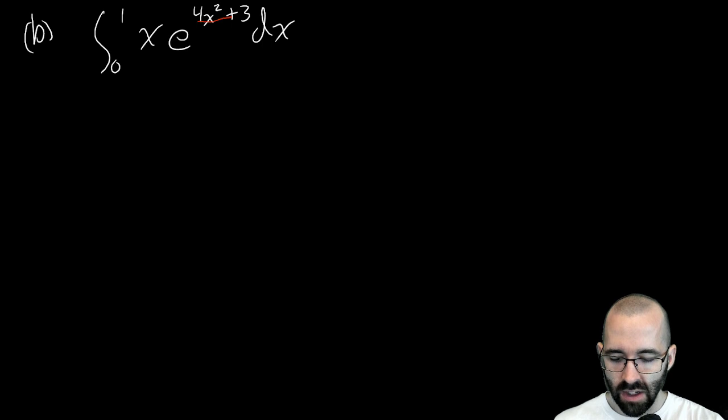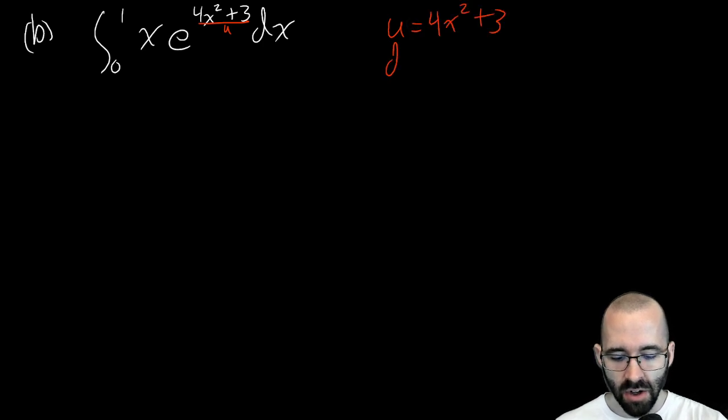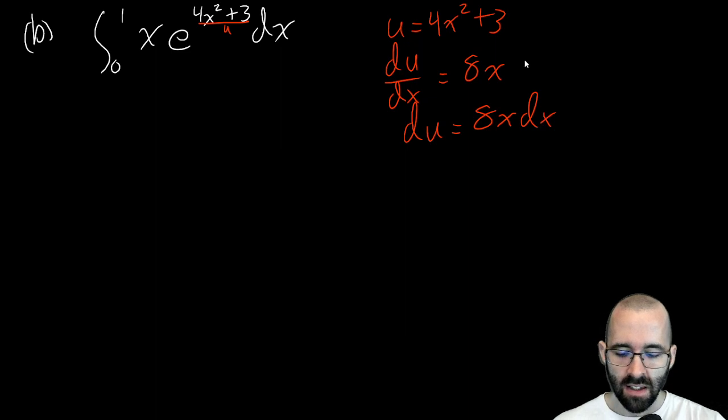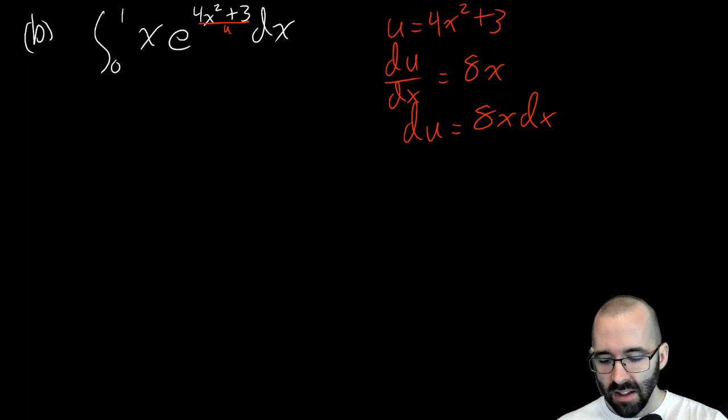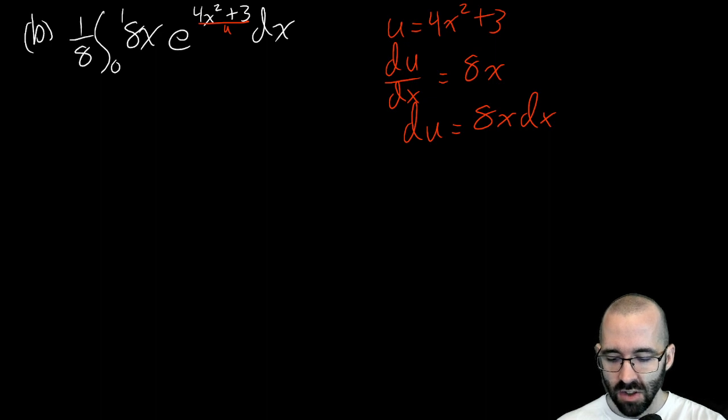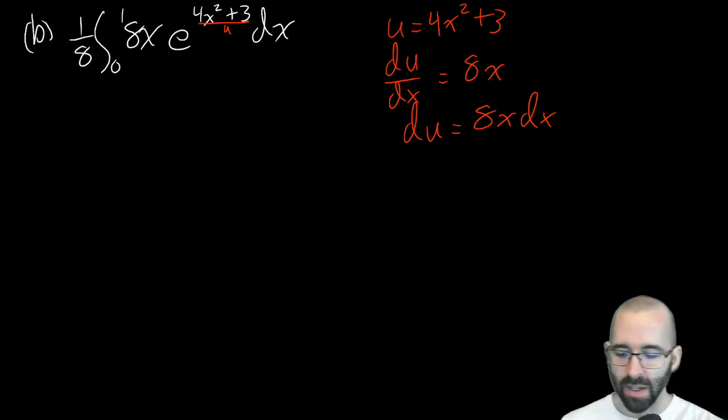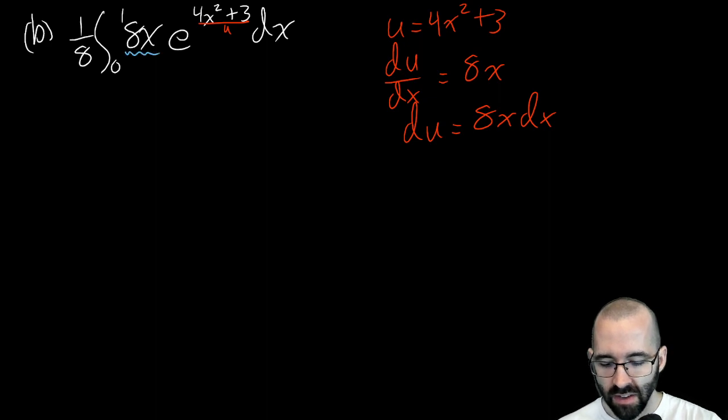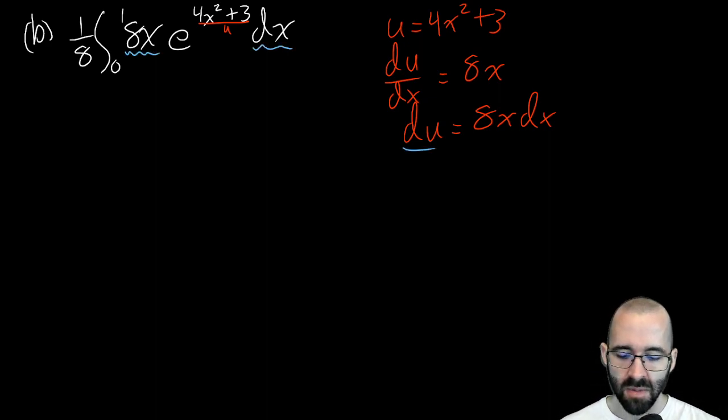All right, so over here, we're going to guess that this is our u. And if u is 4x squared plus 3, well, the derivative of u with respect to x is going to be 8x. So our du is 8x dx. Now we could either multiply by 8 and divide by 8, or we could solve for dx. In this case, I'm going to multiply by 8 and divide by 8. I try to usually be consistent, but I'll go the shortcut method. Then this blue line just becomes du. Everything under the blue squiggles is exactly equal to du.